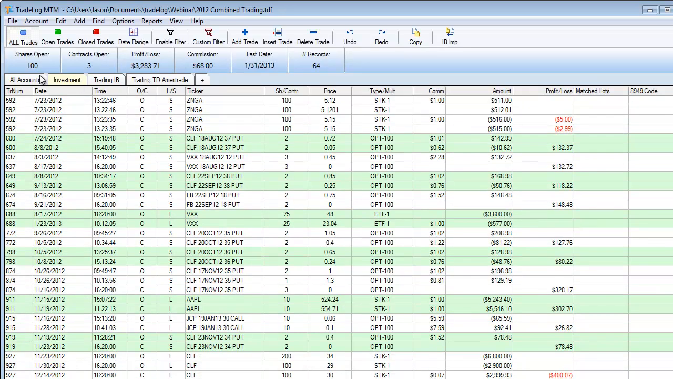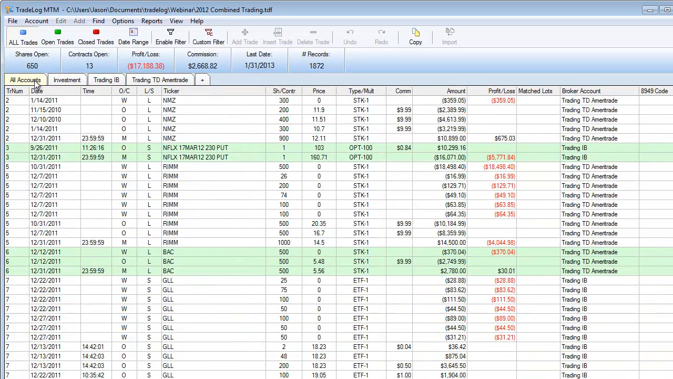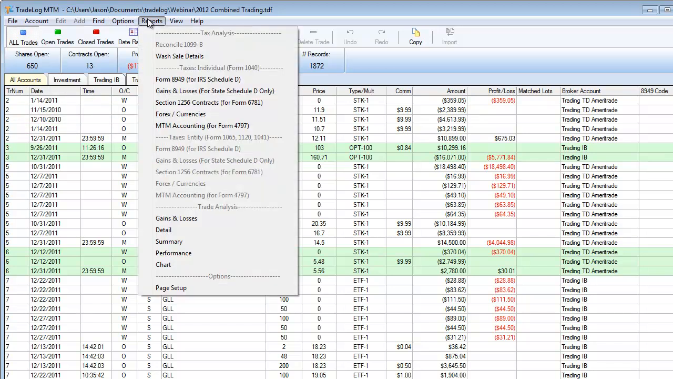Now if you want to run a taxable report, again, we want to go to the All Accounts tab. That's the best place where we run the tax reporting. That way we're accounting for all of our accounts. You'll notice here Form 8949, gains and losses, which can be used for State Schedule D.